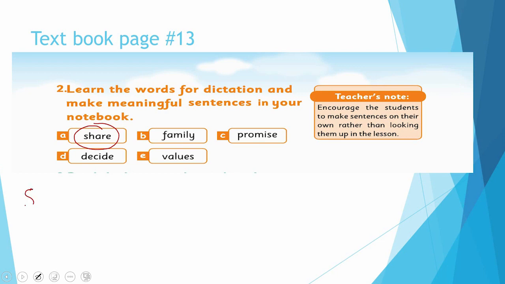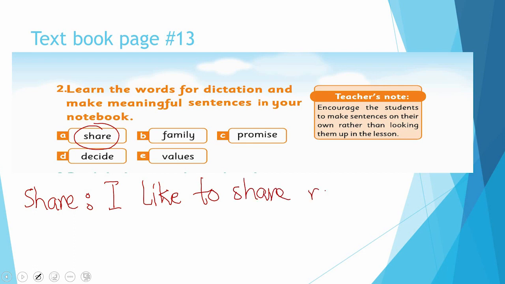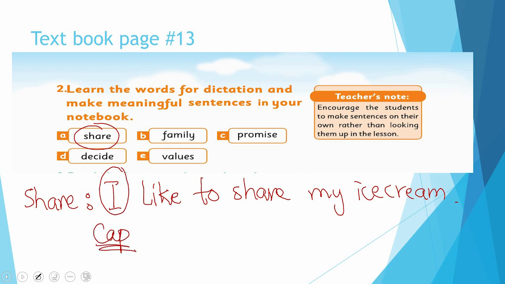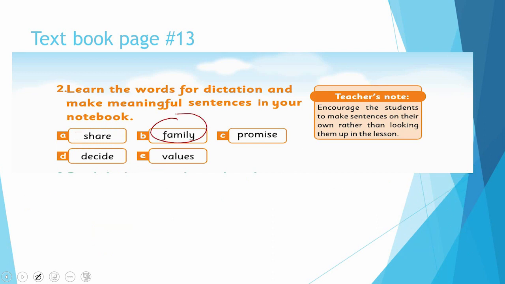So the first word is share. I like to share my ice cream. Always remember that the first word or letter of a sentence is supposed to be capital always, and there must be a full stop at the end. The start of the sentence is with a capital letter, and at the end of the sentence there is a full stop. The next word is family.